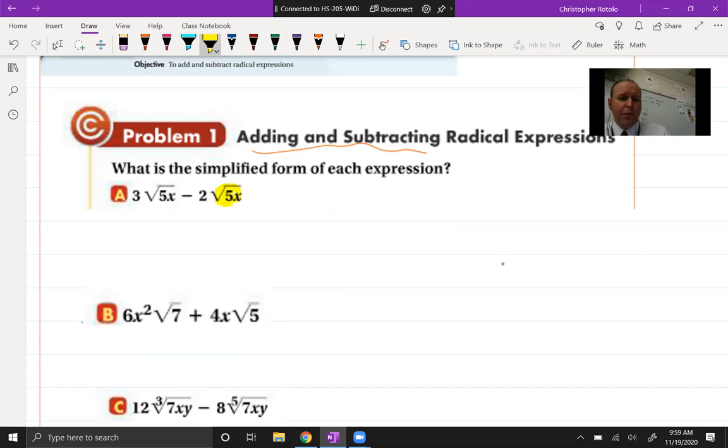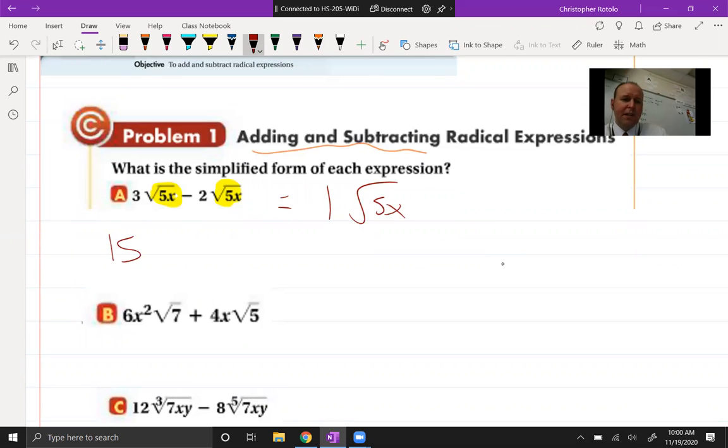All right, but here's the idea. We have to make sure that we have like terms. Okay, so now everything has to match. So I do see the square root of 5x and the square root of 5x. So if I had 3 of them minus 2 of them, I would end up with 1 square root of 5x. Probably not the best example, but let's make one up.